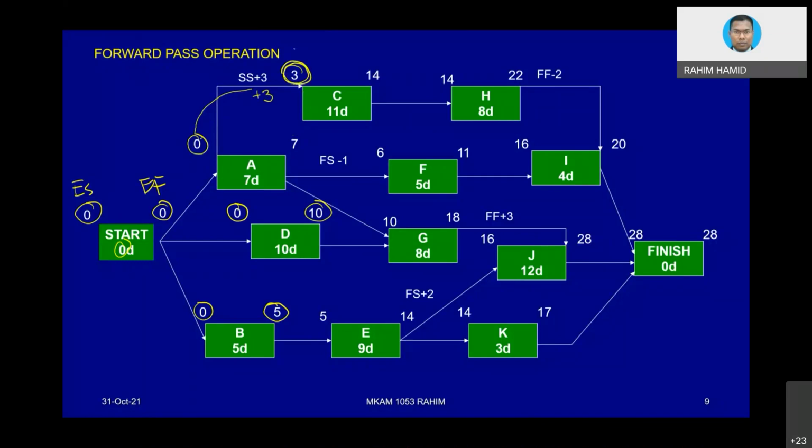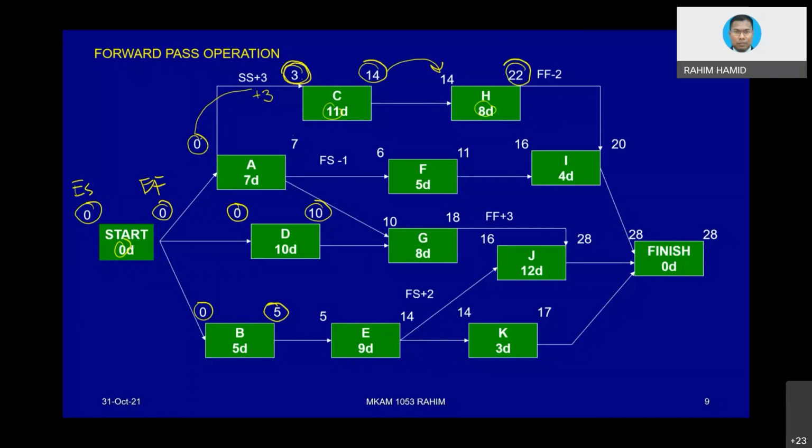Okay, so meaning to say activity C starts at the same time as A, but it is being delayed a little bit by 3 days. So logically, 3 days will be the starting time or date for C. And then within the box C, 3 plus 11 equivalent to 14. Okay, then 14 transfer here because it is finished to start. 14 plus 8 equivalent to 22. All right, so H we already completed.